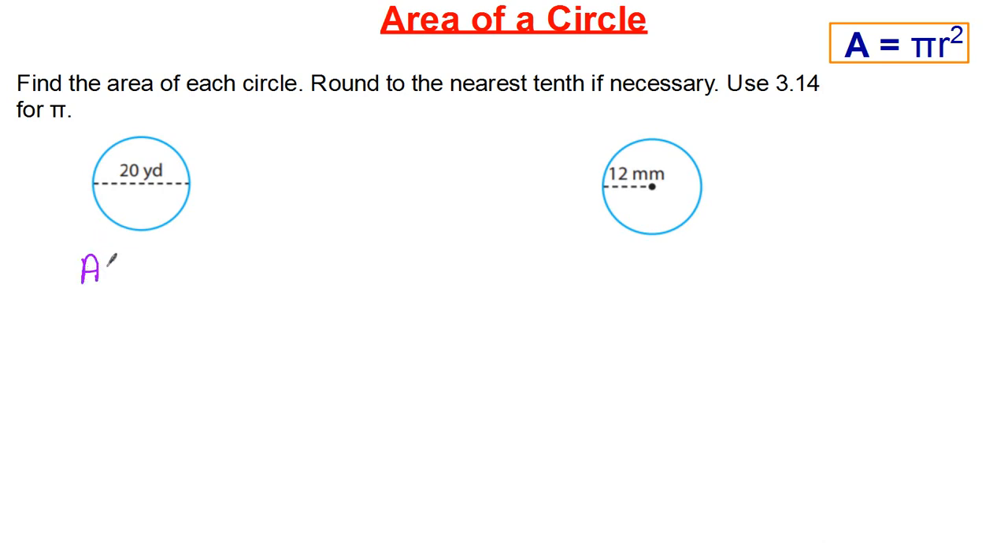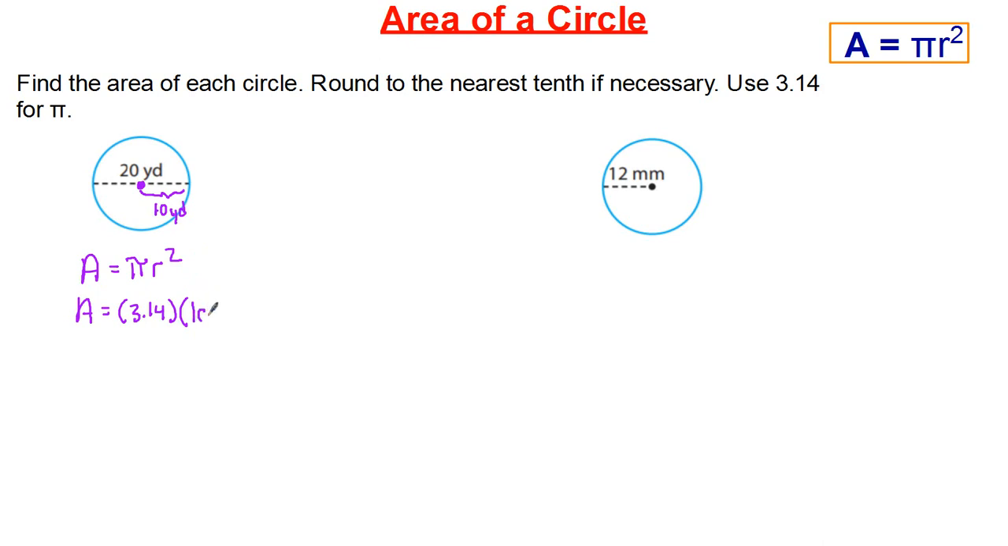So once again, writing down the formula, area is equal to pi r squared. So area is equal to 3.14, and that's going to be multiplied by our radius squared. Our radius in this case is not 20. This is giving us the diameter, not the radius. So I'm going to go ahead and half this, or cutting in half is going to be 10 yards.